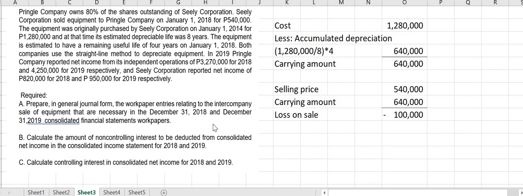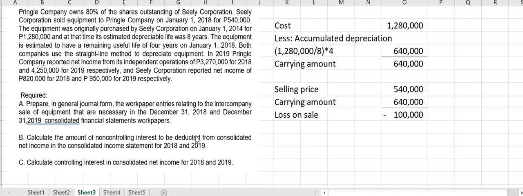Okay, so for problem 2, we have Pringle Company owns 80% of the shares outstanding of Sealy Corporation. Sealy Corporation sold equipment to Pringle Company on January 1, 2018 for 540,000. The equipment was originally purchased by Sealy Corporation on January 1, 2014 for 1,280,000, and at that time its estimated depreciable life was 8 years. Okay, so the equipment is estimated to have a remaining useful life of 4 years as of January 2018.